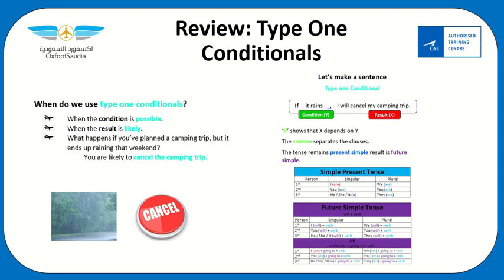If also shows that X, the result, depends on Y, the condition. Over here, the comma separates the clauses. The tense remains present simple for the condition and the result is in future simple. So for the condition, am, are, is, and for the results, we have will plus the base form of the verb. Have a look at the table at the bottom. You can pause the video if you would like to go through each one.